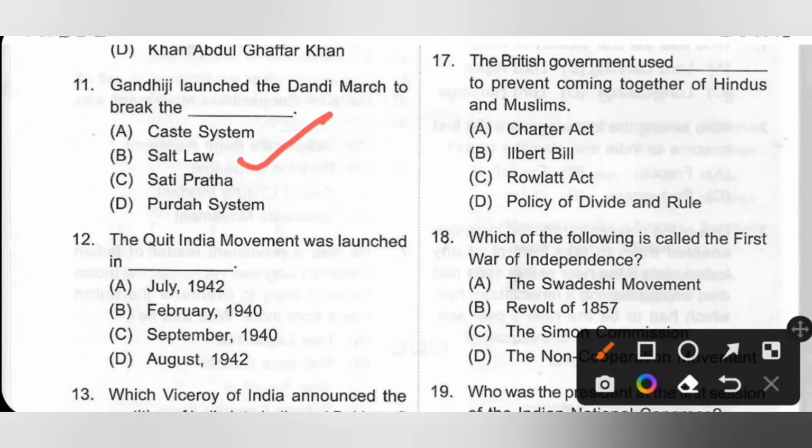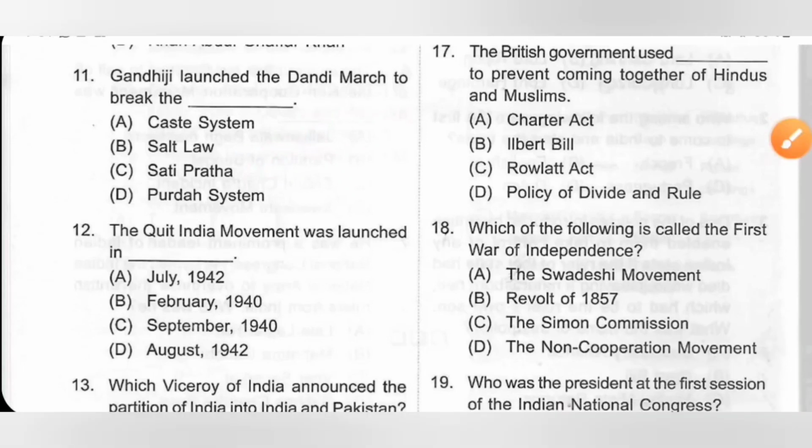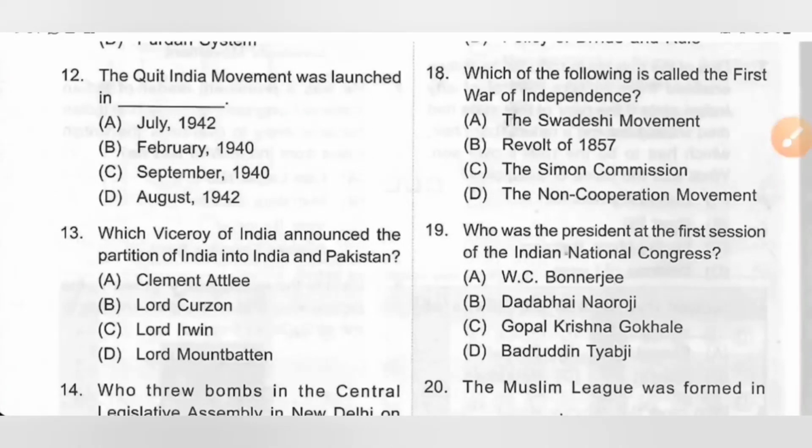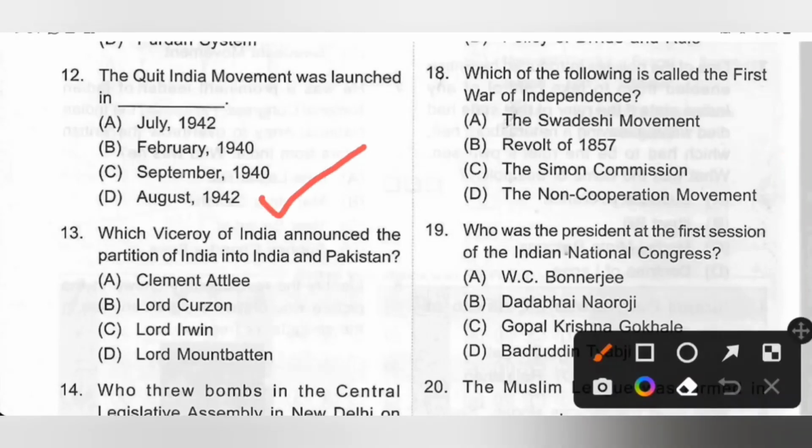Option B. According to the salt law introduced by the British government, people were not allowed to make salt from the seawater. They had to purchase the salt from the British at a higher price by paying salt tax. So, Gandhiji decided to break this law. So, option B is the correct answer. 12th one. The Quit India Movement was launched in dash. So, the Quit India Movement was launched in August 1942. So, the famous slogan Do or Die was given by Gandhiji during this movement. So, option D, August 1942.